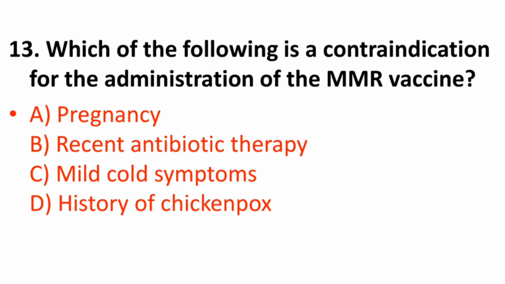The next question. Which of the following is a contraindication for the administration of MMR vaccine? Option A, pregnancy. Option B, recent antibiotic therapy. Option C, mild cold symptoms. Option D, history of chickenpox.